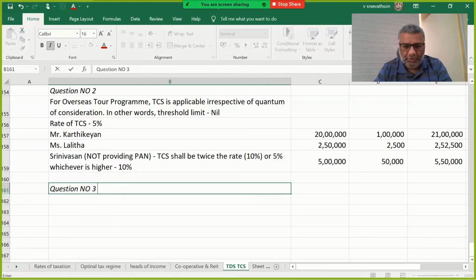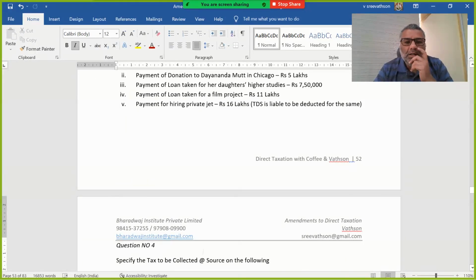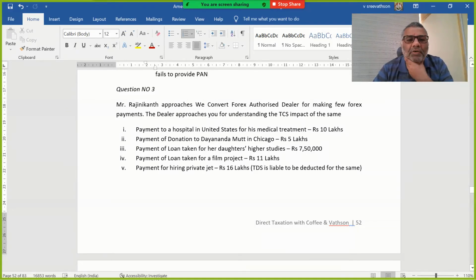Question number 3. The authorized dealer approaches you for understanding the TCS impact of a few forex payments. Payment to a hospital in United States. Other than the tour package, everything comes under the same provision of 206C(1G), but here there is a threshold limit of 7 lakhs.